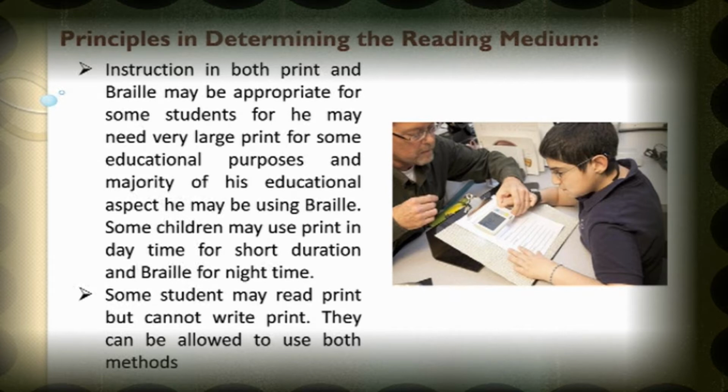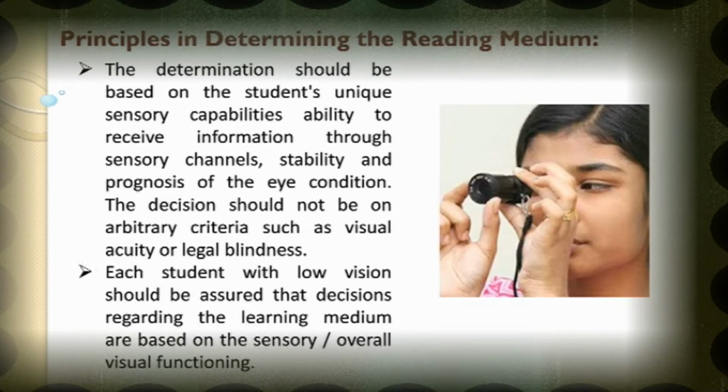Some children may use print in the daytime for short durations and braille at night time. Some students may read print but cannot write print. They can be allowed to use both methods. The determination should be based on the student's unique sensory capabilities, ability to receive information through sensory channels, stability and prognosis of the eye condition.